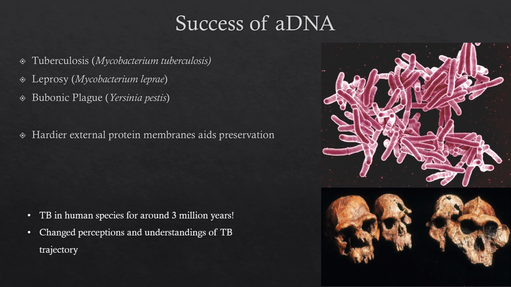TB is very hardy, and originally it was thought that it may have interacted with humans by around the Neolithic period and had jumped the species barrier from animals such as cattle when we started engaging with animals much more closely. However, aDNA analysis shows that human species have had TB for about 3 million years, and this radically changed our perception of TB. This is a very old relationship that we have with this disease.